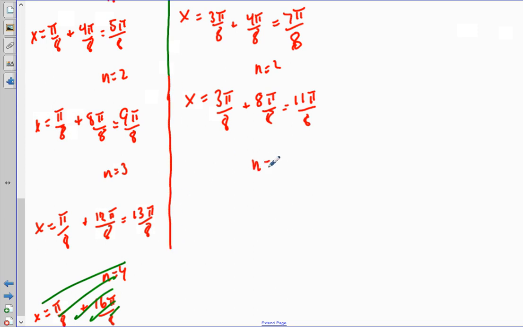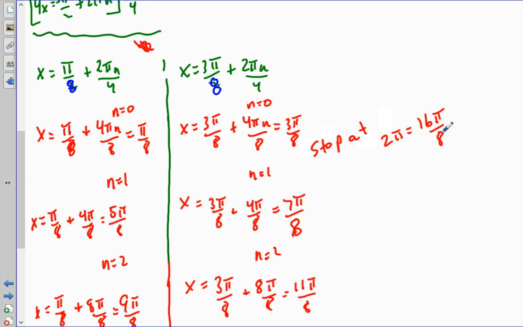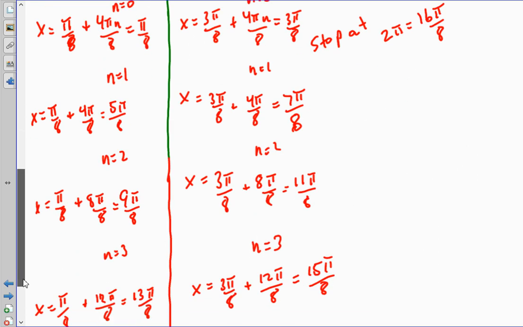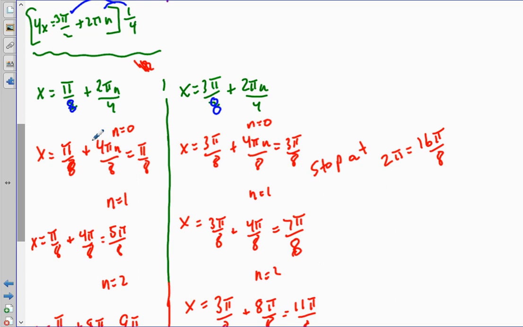So when n equals 3, we have x equaling 3 pi over 8 plus 12 pi over 8, which is going to give us 15 pi's over 8. And that, my friends, is just where we're going to stop. And so we have all of these as our solutions. We have one here. We have one there. We have one there. One right there.